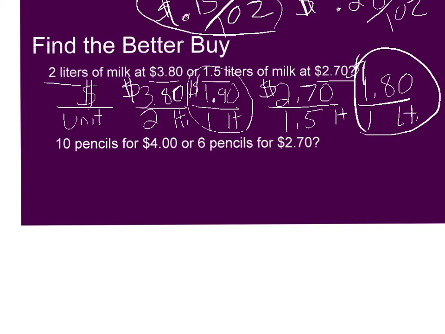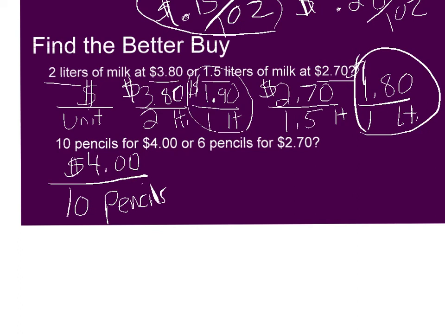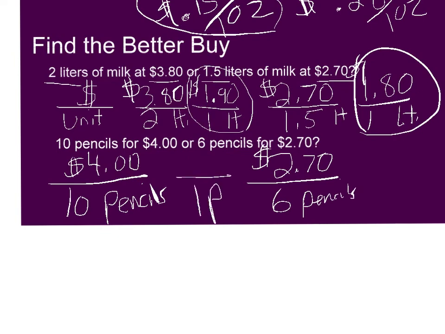Now let's set this one up with a pencil. So remember, we always put the dollars on top, and then we put the unit or how many we have on bottom. So 10 pencils. All right, then we set up this one the same way, $2.70. Money's always on top over 6 pencils. Now, we're going to make a unit rate to find out how much 1 pencil is. And we're going to divide the top divided by the bottom.